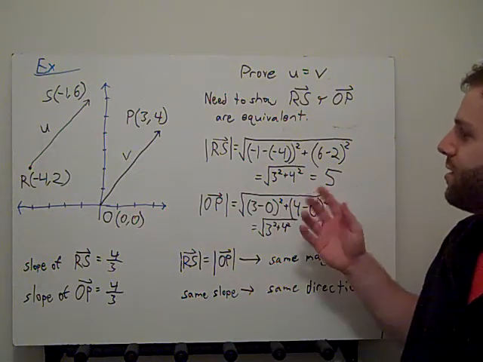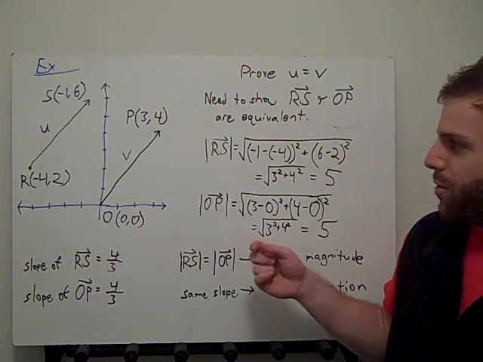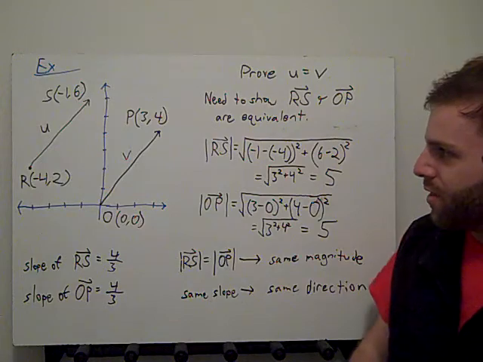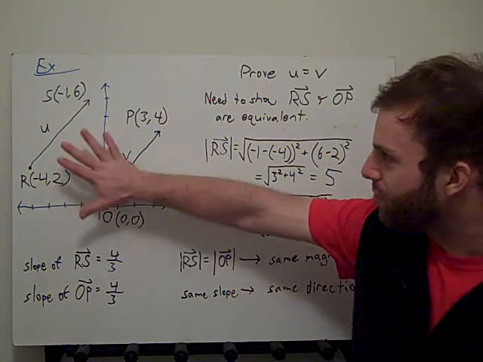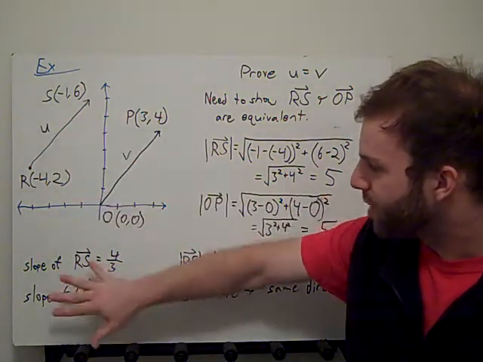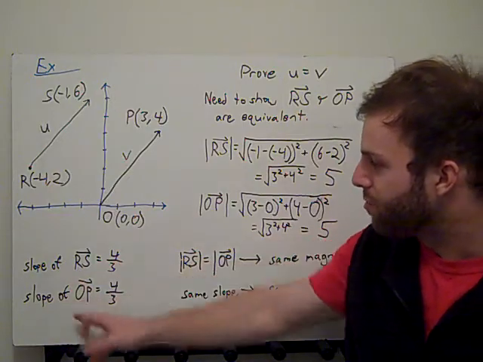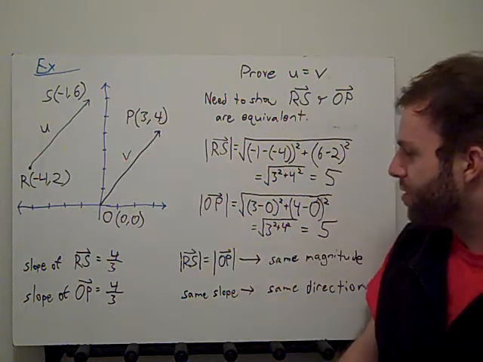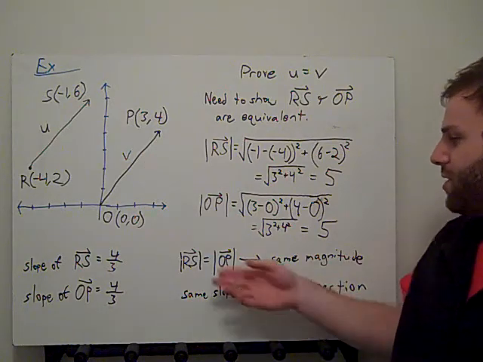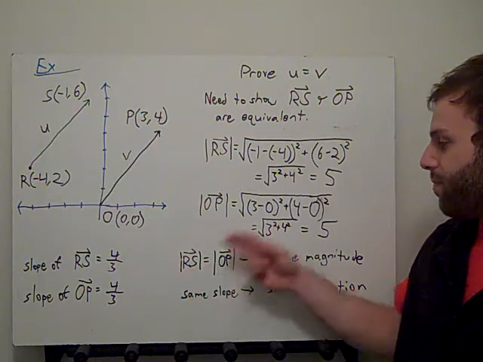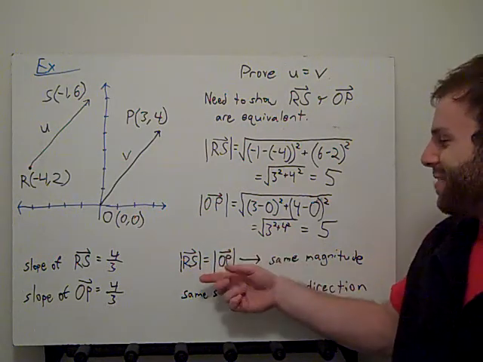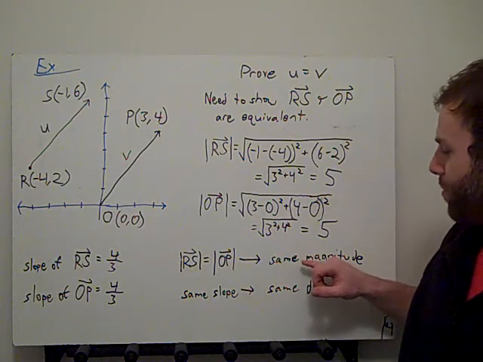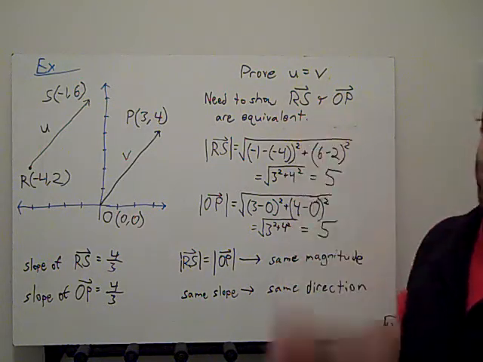Now looking at the direction, we can do this by looking at the slope. If they have the same slope, they're going to be pointing in the same direction. So let's look at the slope of RS. It comes out to be 4/3, and the slope of OP comes to be 4/3 as well. Since we have the same slope, we have the same direction, and since those are equal, we have the same magnitude. So we've shown that with magnitude and direction that those are in fact equal.